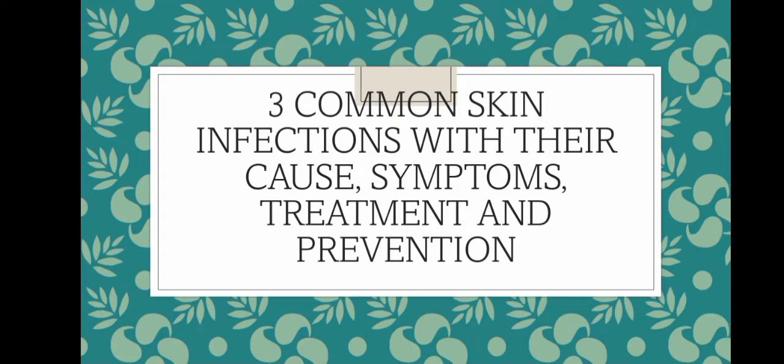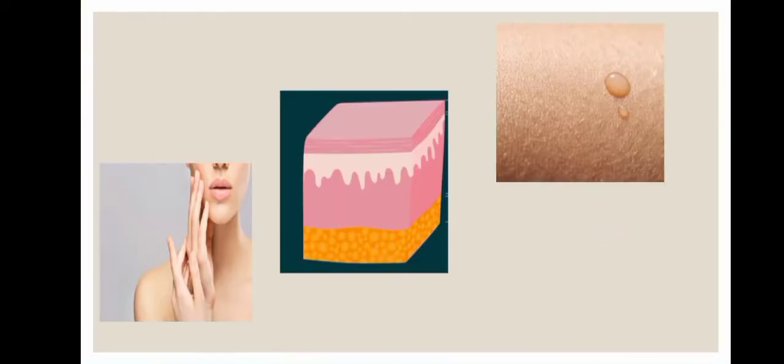Paris, and today I'm going to discuss the common skin infections with their cause, symptoms, treatment, and prevention. So first, let me define what skin is. Skin is the body's largest organ, made of water, protein, fats, and minerals. Our skin protects our body from germs and regulates body temperature. Nerves in the skin help us feel sensations like hot and cold.